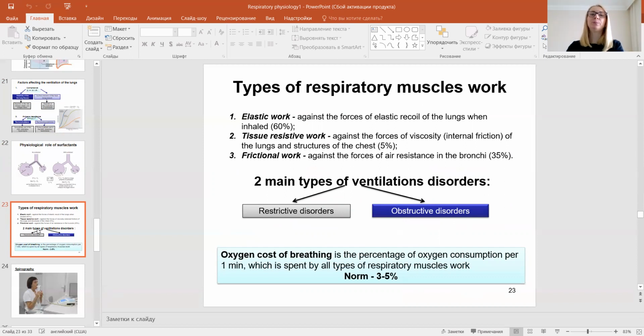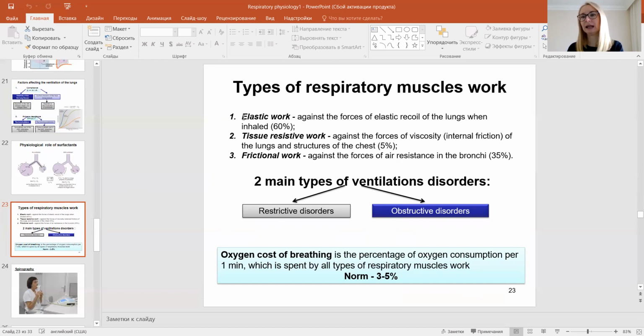So from the point of energy view, the pulmonary ventilation in healthy people is a rather low-cost process. Only primary inspiratory muscles function during calm breathing. So their energy is being spent on work which can be divided into three types.